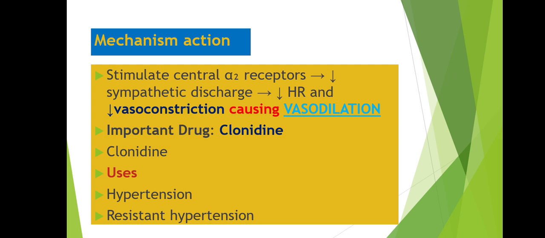Stimulating A2 receptors, these are alpha receptors. Then sympathetic discharge reduces, heart rate reduces, constriction reduces, causing vasodilatation.